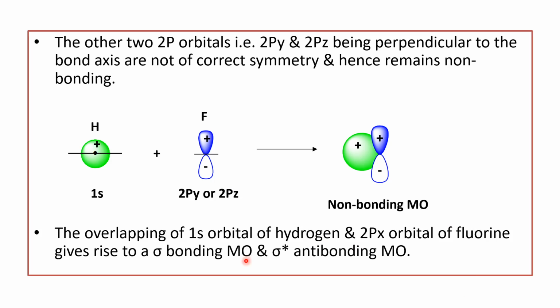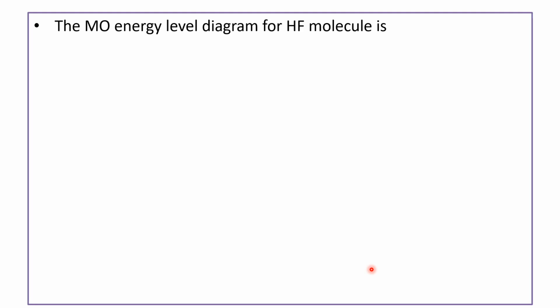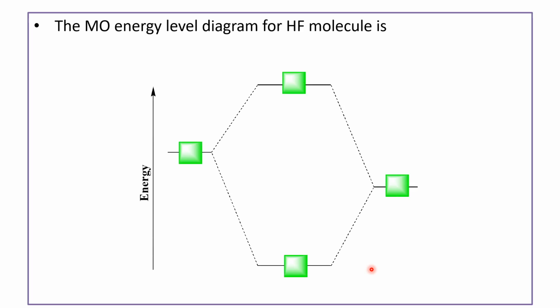So the overlapping of the 1s orbital of hydrogen and the 2px orbital of fluorine gives rise to the sigma bonding MO and the sigma asterisk anti-bonding MO. So let's see the MO energy level diagram for the HF molecule. This is the outline of the MO energy level diagram.